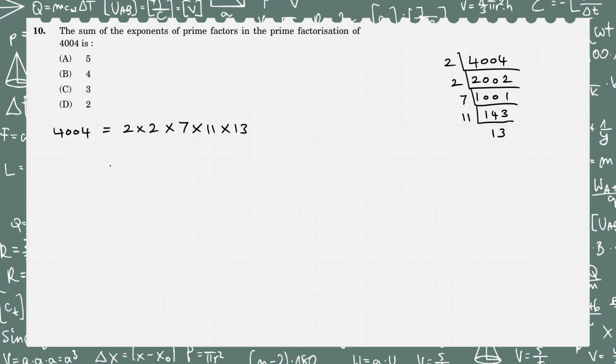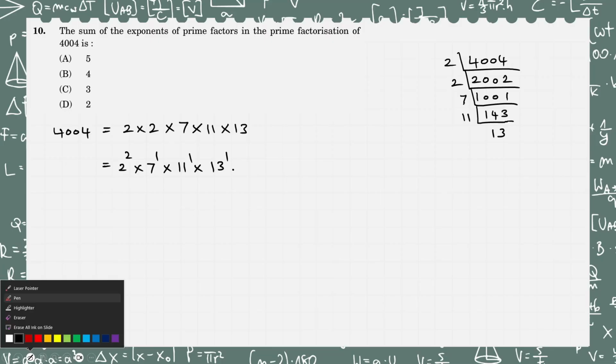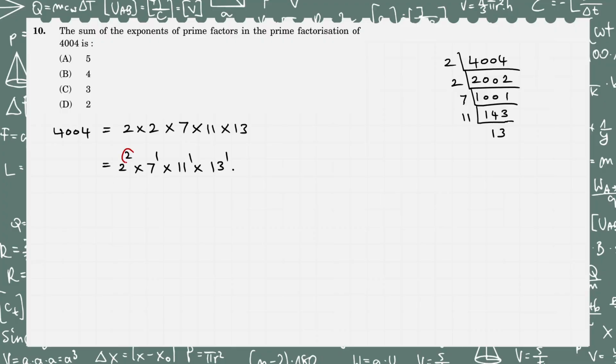And if any prime is getting repeated, we have to put a power there. So 2 power 2, 7 power 1, only one 7 is there, only one 11 is there, and only one 13 is there. Okay, what are the exponents we have now? The numbers in the powers, right? So these are the numbers in the powers. Now we need to add all of them. And their total is 5. So the answer is 5. So option A is the correct answer.